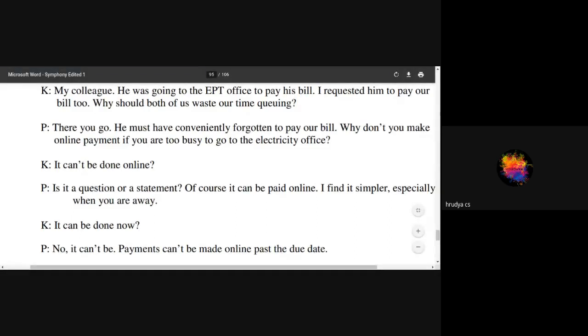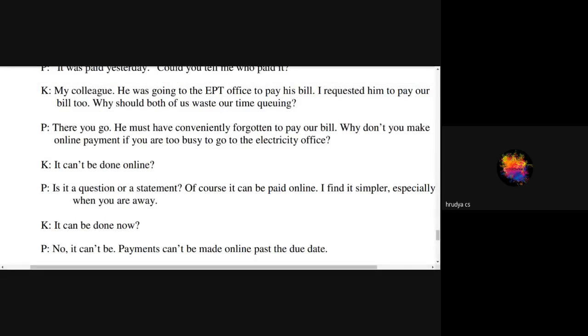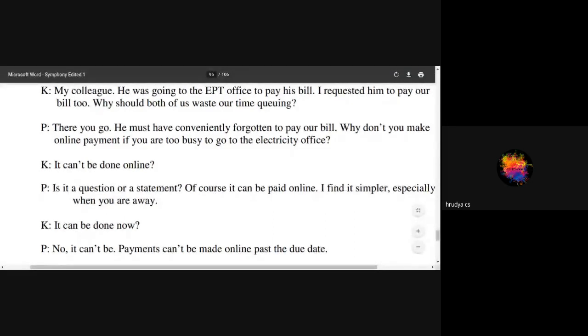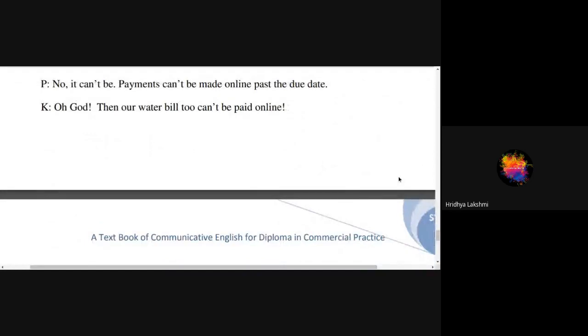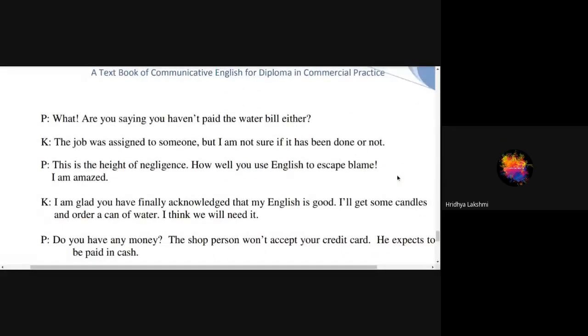Priya: Why don't you make online payment if you are too busy to go to the electricity office? Kannan: It can't be done online. Priya: Of course, it can be paid online. I find it simpler, especially when you are away. It can be done now. Kannan: No, it cannot be. Payment cannot be made online past the due date. Oh God. Then our water bill too can't be paid online. Priya: What are you saying? You have not paid the water bill either.